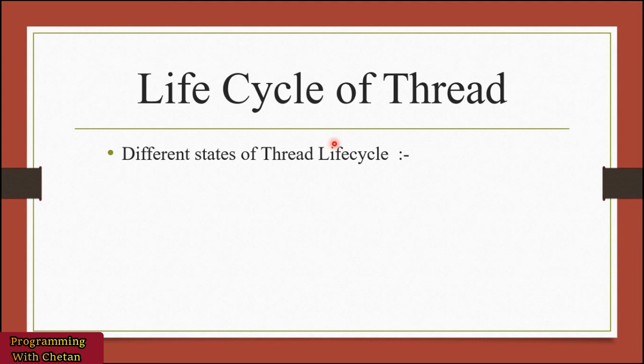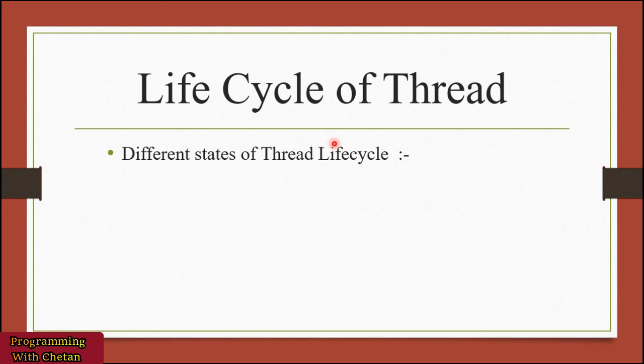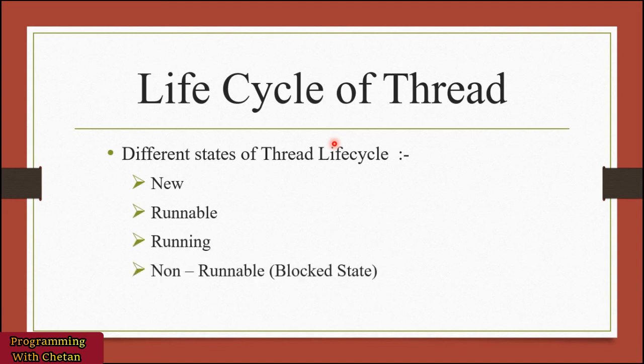Our life cycle of threads consists of different states, and these states are managed by the Java Virtual Machine. There are a total of 5 states in the life cycle of threads: new state, runnable state, running state, non-runnable state, and terminated state. So these are the different states present in the life cycle of threads. Now let us try to understand each and every state in detail.